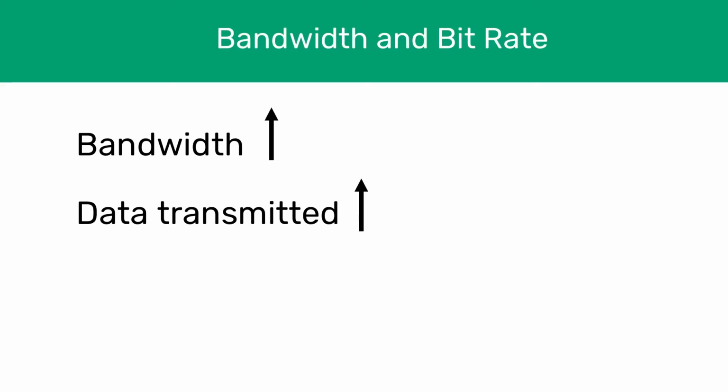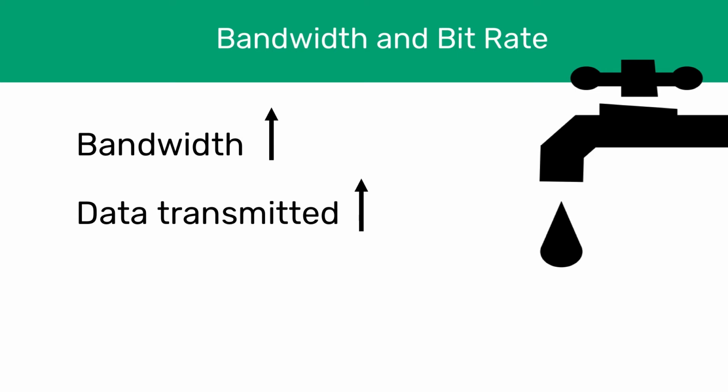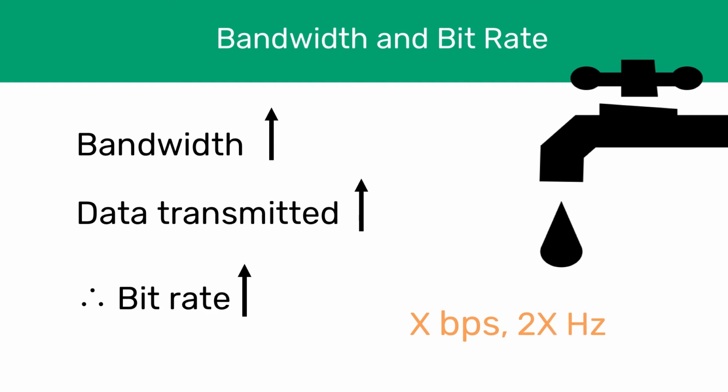The higher the bandwidth, the greater the amount of data that can be transmitted in a fixed amount of time. You can think of bandwidth as being like the width of a pipe or a tap. The larger the width, the more water can flow per second, which is this analogy's equivalent to the bit rate. Therefore, as the bandwidth increases, so does the bit rate. For a good representation of the data, you need the bandwidth to be roughly twice the value of the bit rate. Formally, bit rate is directly proportionate to bandwidth.